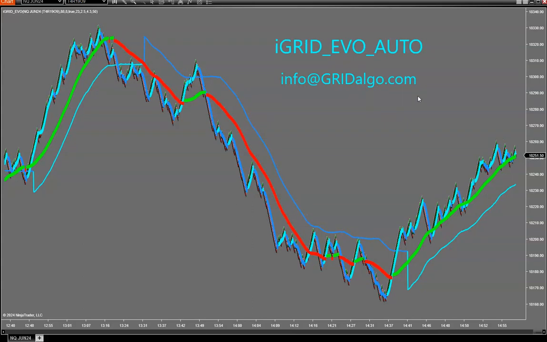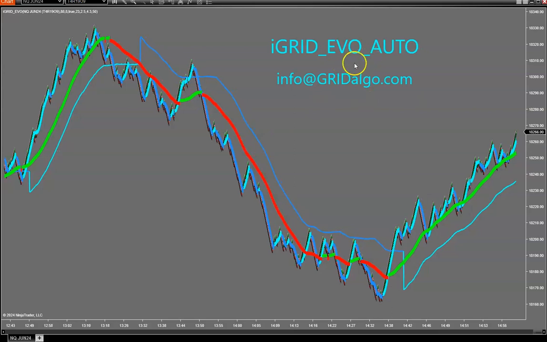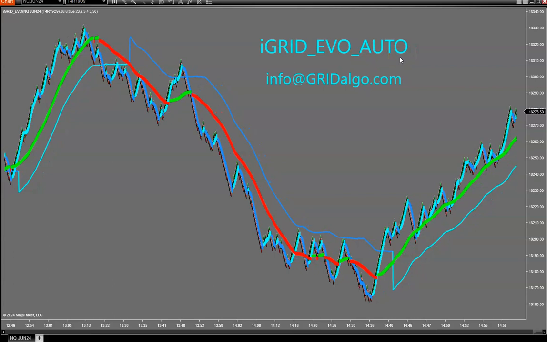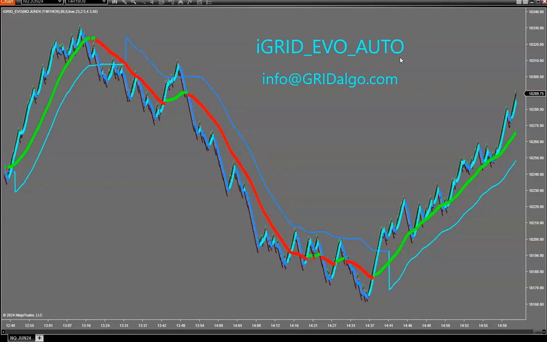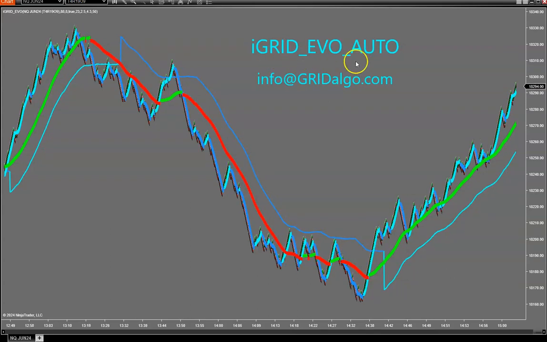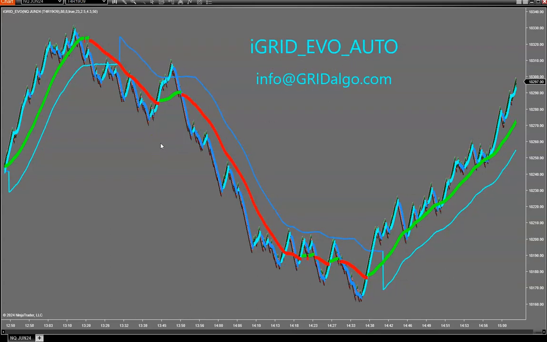So there you have it, the iGrid Evo indicator and discussion on the iGrid Evo automated system for the NT8 platform, MT4, MT5, cTrader, and now we have the indicator running in the TradingView platform.